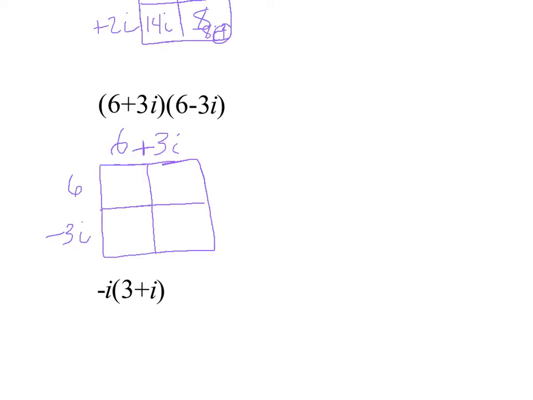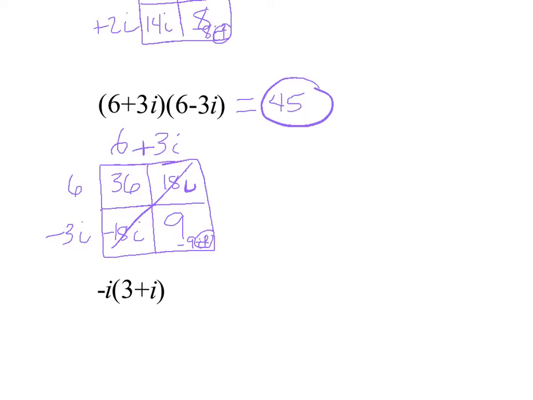So as I work this out, we get 36, 18i. In the bottom left, we get minus 18i. In the bottom right, we get negative 9i squared. But i squared is negative 1. Negative 9 times negative 1 is a positive 9. So my answer is, if I take the real parts and add those together, I get 36 plus 9 gives me 45. And if I look at my imaginary parts, I got negative 18i plus 18i. Those actually cancel out. So I don't have any imaginary parts, so my answer is just 45.